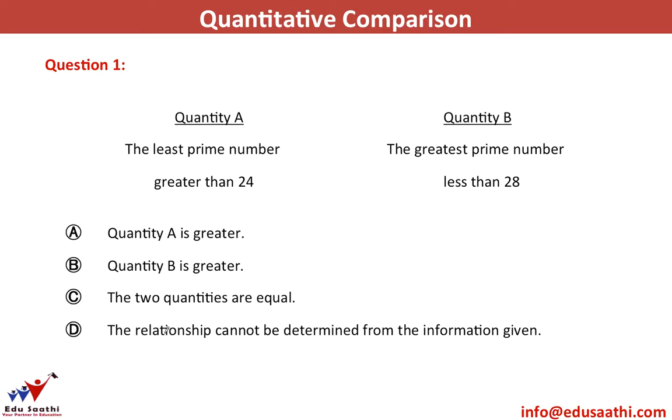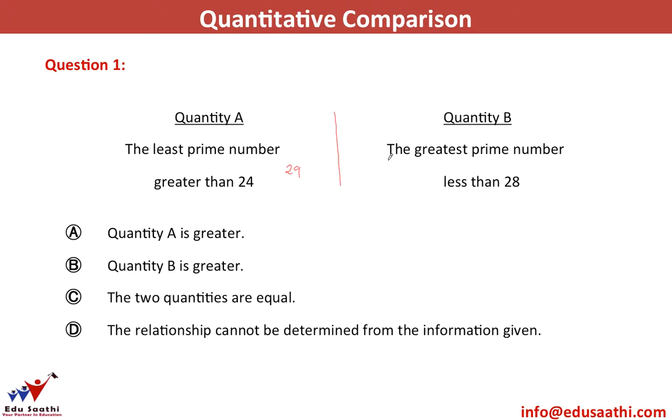In the first question, there are two quantities, A and B, that need to be compared. Quantity A says the least prime number greater than 24. So I need to find the least prime number greater than 24. Now, 25 is not a prime number, 26 is not a prime number, 27 again is not a prime number because it is divisible by 3, and 28 being even cannot be a prime number. So the least prime number greater than 24 is 29.